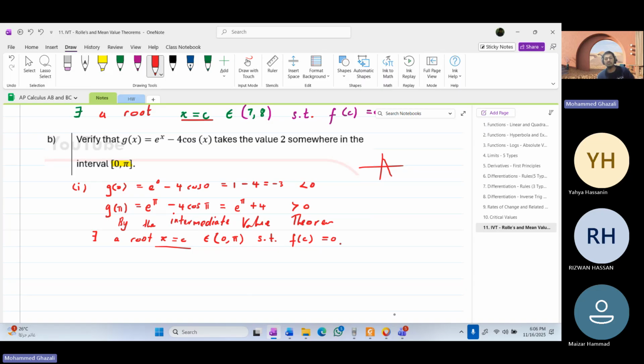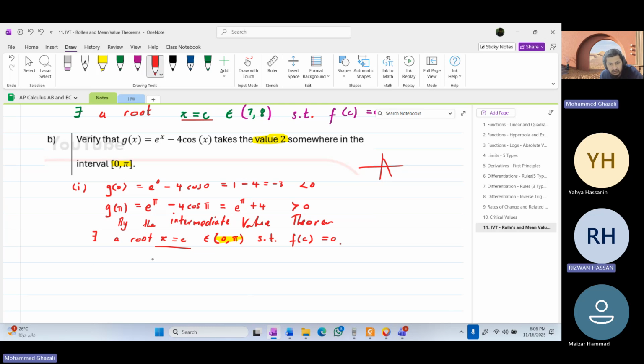Are we good? What about the 2? What's this 2 in the question? Yes, that's a nice question. Verify that it takes a value 2 somewhere in the interval. Isn't 2 between 0 and pi? Yes.